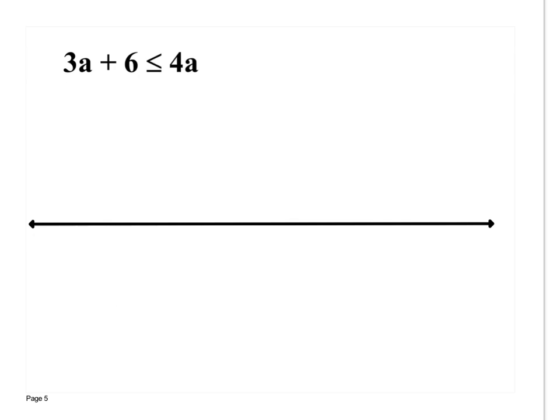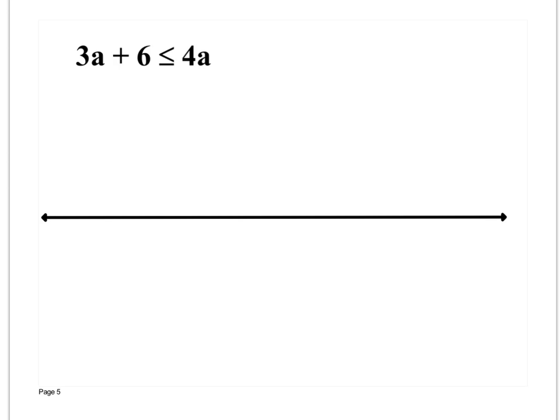All right, write this down. So they give us this where we have variables on both sides. That's nothing to worry about. We've seen equations with variables on both sides. We know what to do.